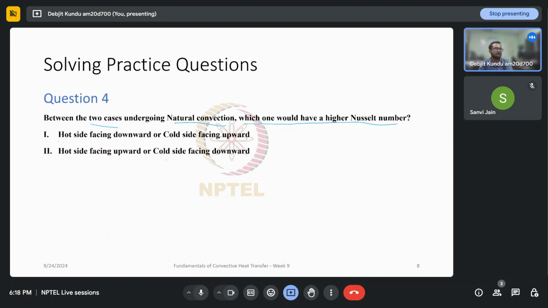Is it option 1? So once again, just like the previous question, we are clubbing together the similar cases. So hot side facing downward and cold side facing upward are basically the same fluid dynamics wise. So that is option 1, and option 2 is hot side facing upward or cold side facing downward. These two are also the same, but among 1 and 2, which one would have a higher Nusselt number? So Nu1 and Nu2, which one would be higher and why?